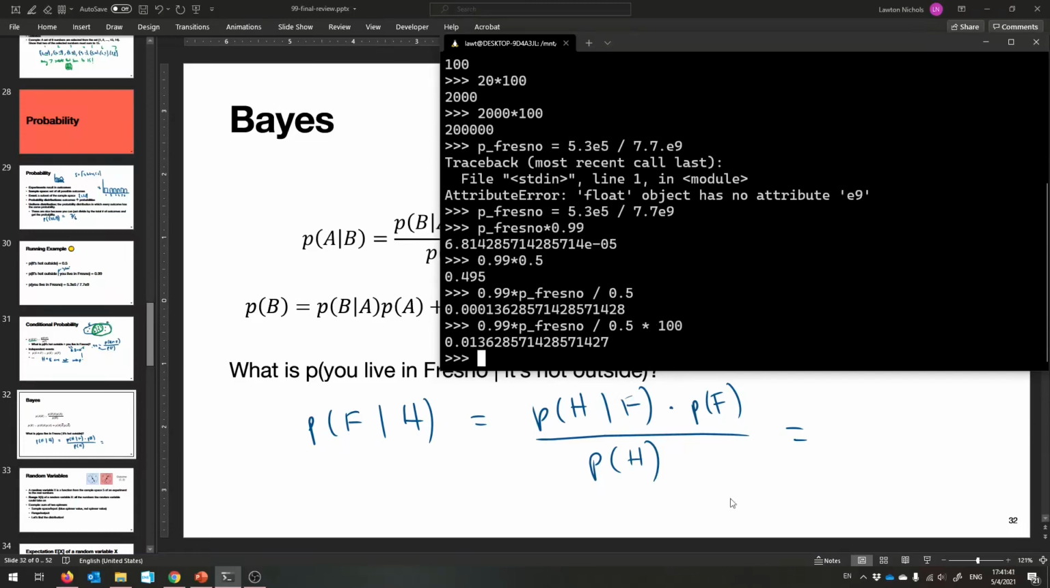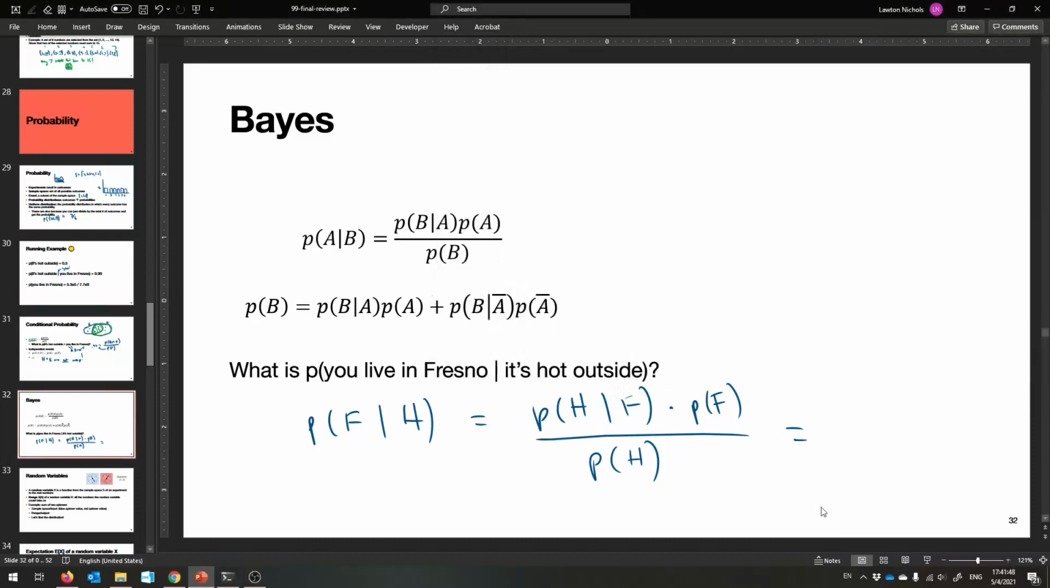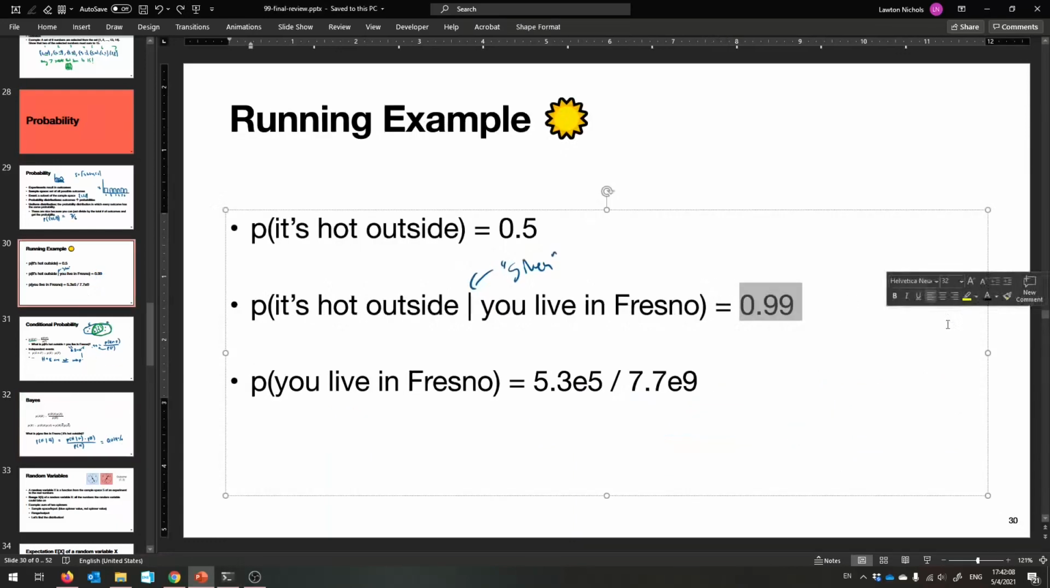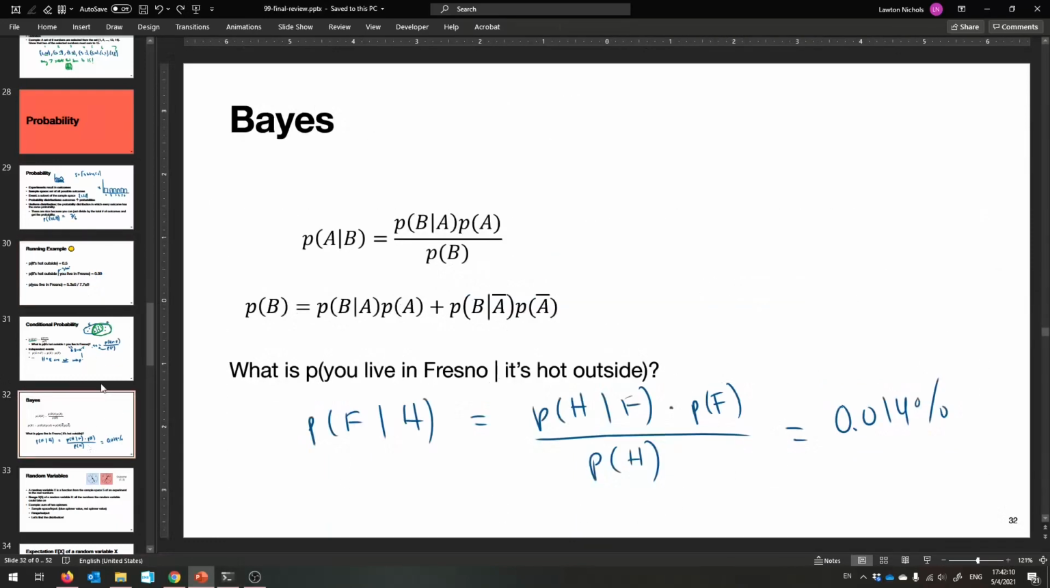So it's apparently this percent, 0.014%, which is surprisingly bigger than I thought it would be, yeah? So the probability that you live in Fresno given it's hot outside is not too shabby, given that there are billions of people in the world in this example. It's that 0.99, it's pulling a lot of weight. Isn't that fun? So that's Bayes' rule.